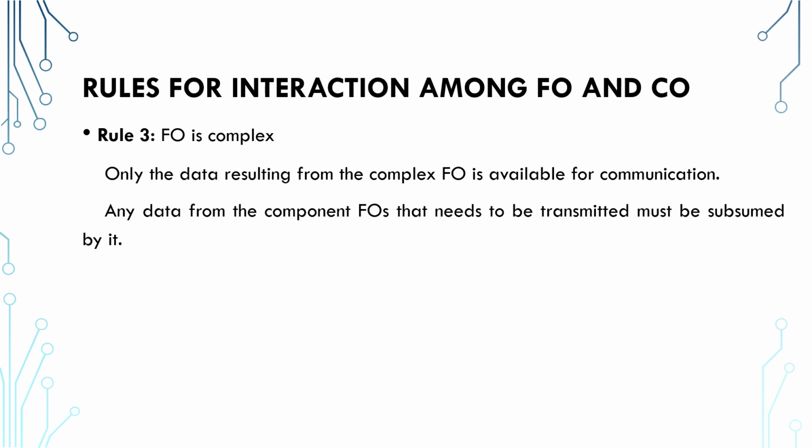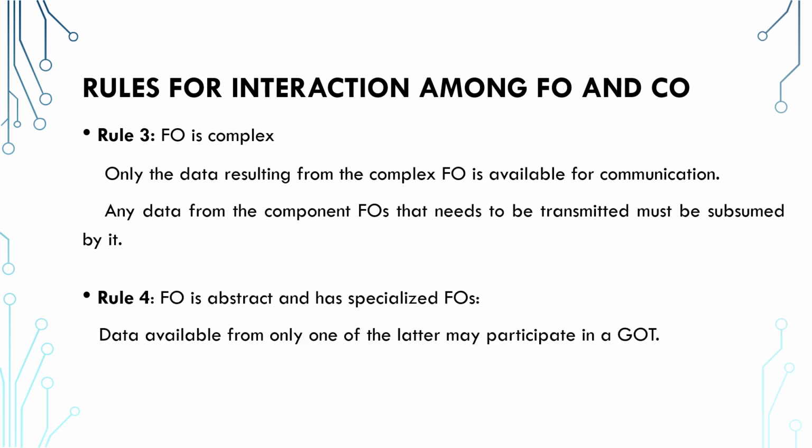Now let us shift our focus to FOs. Rule 3 states that when the FO is complex, then only the data from the complex FO is available for communication, and all the component FO's data is subsumed by it. This case can be considered as compute average temperature. Any cleaned data is not available for communication, and the final average data computation is the only one that is available for communication. Rule 4 is when the FO is abstract and has specialized FOs. Here the data available from only one of the latter may participate in a COT.